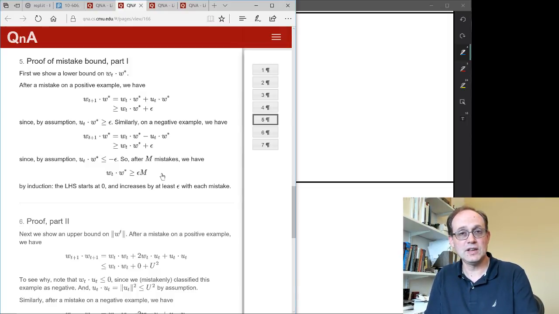All right. So that's the part of the proof that we went over this past Wednesday, the lower bound on wt.w star. There's one more part that's about that complicated, and then we'll put everything together and get the conclusion we want.